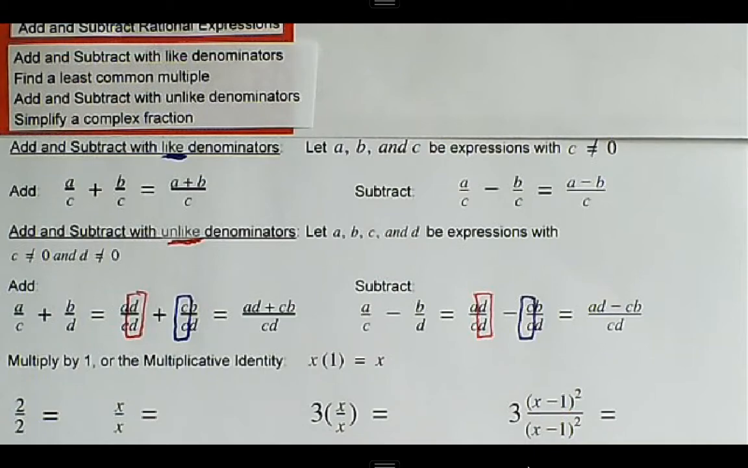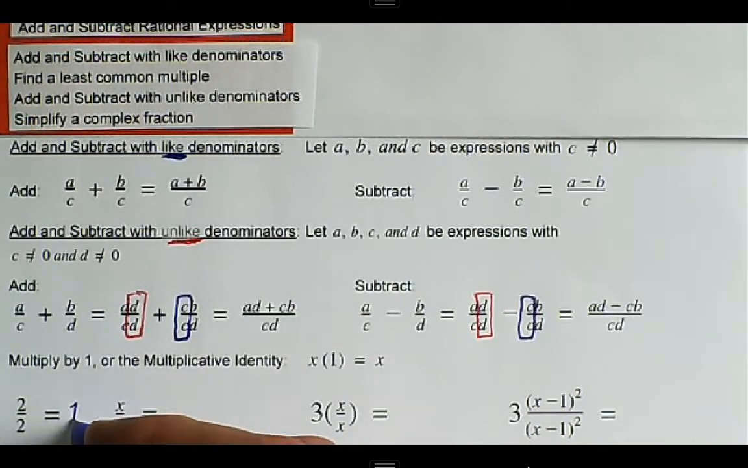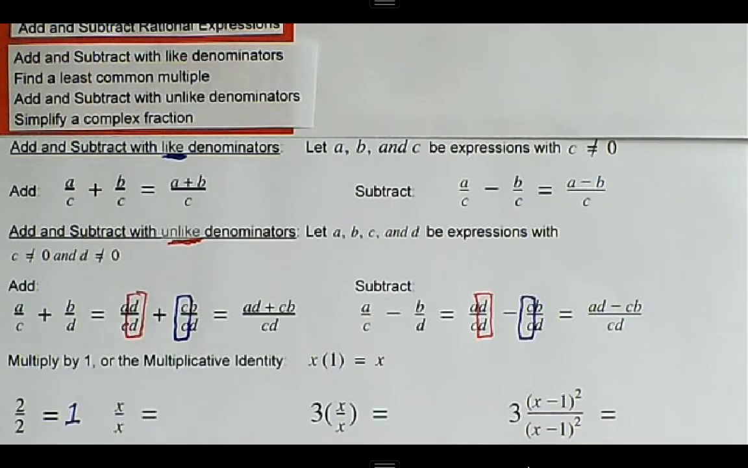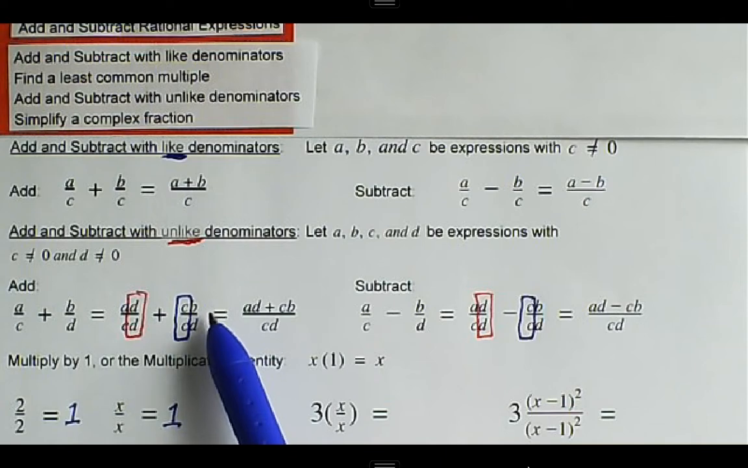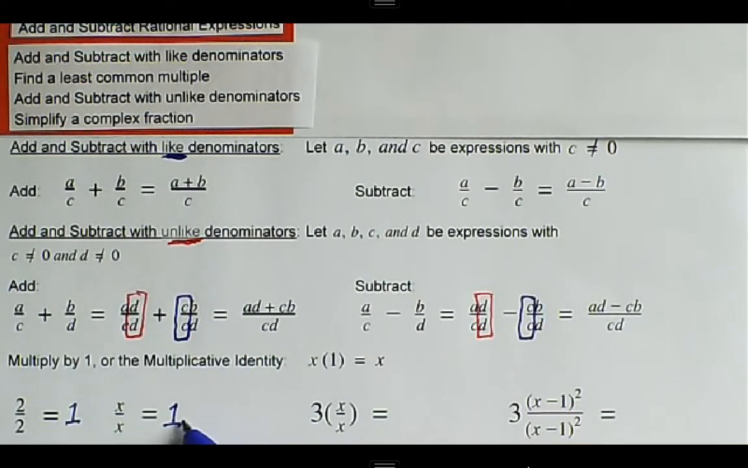And you can substitute this in your calculator. What's 2 divided by 2? 2 divided by 2 is 1. What is x divided by x? x divided by x is just 1. So we're not changing the value here. We took the fraction, which was b divided by d, and we multiplied by the value of 1. Well, the value of 1 is just itself. So we're not changing the value, we're just changing the way that it looks.